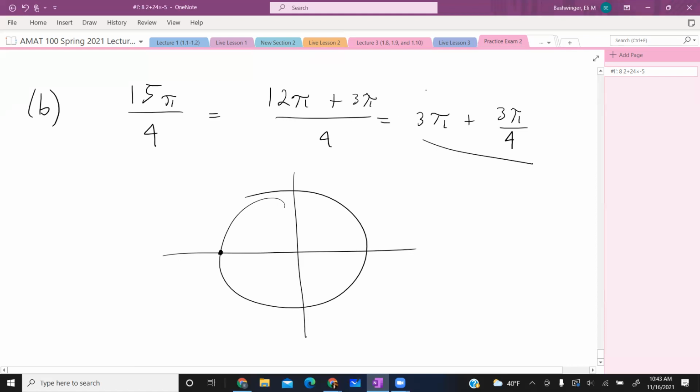And then 3 pi over 4 means you don't quite go a whole pi around, so you don't go halfway around the circle again. You just go 3/4 of the way. And so you're going to end up over here. You should land in the 4th quadrant. If you're not sure how to see that, you can just compare the number to 3 pi over 2.